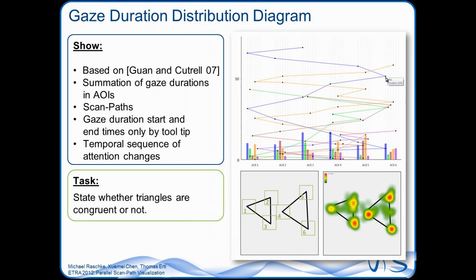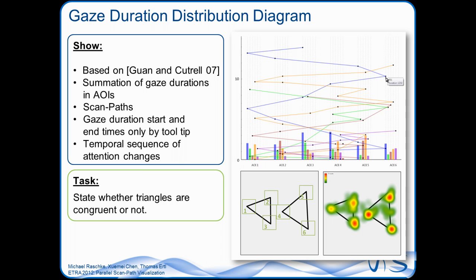The second technique which we have developed based on our visualization approach is the gaze duration distribution diagram. The gaze duration distribution diagram is based on a work of Guan and Cottrell from 2007. At the bottom right you see the stimulus. Here the task was to state whether the 2 triangles are congruent or not. On the right you see the heat maps, and on the top right you see the gaze duration distribution diagram.